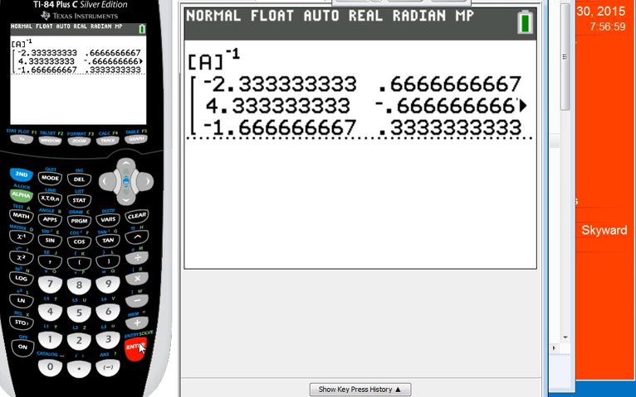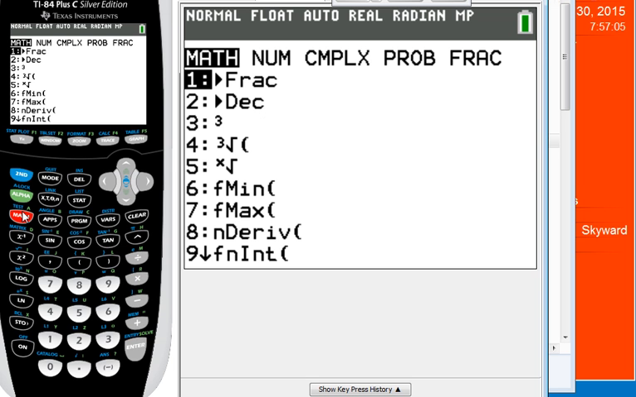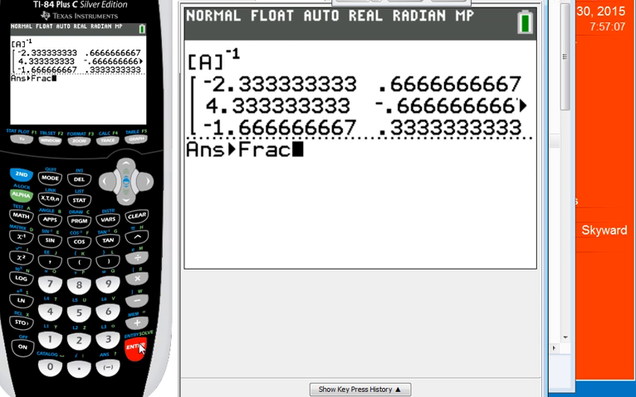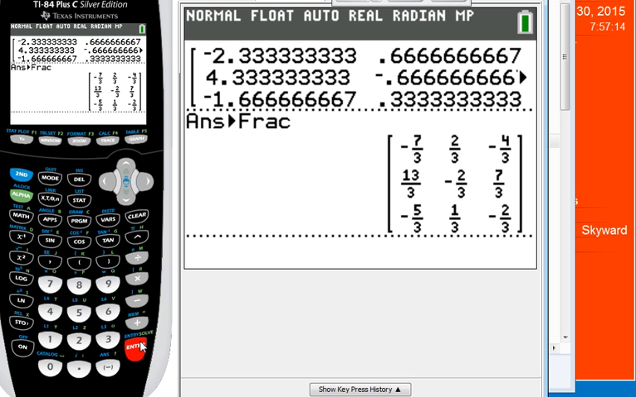Now you see we've got ugly decimals here. We want to see what these look like as fractions instead. Go to your math button. Choice number 1 is fraction. Hit enter. Now it takes our ugly answers, changes it into a fraction, hit enter again. And there's our inverse. Negative 7/3, 2/3, negative 4/3, and so on.